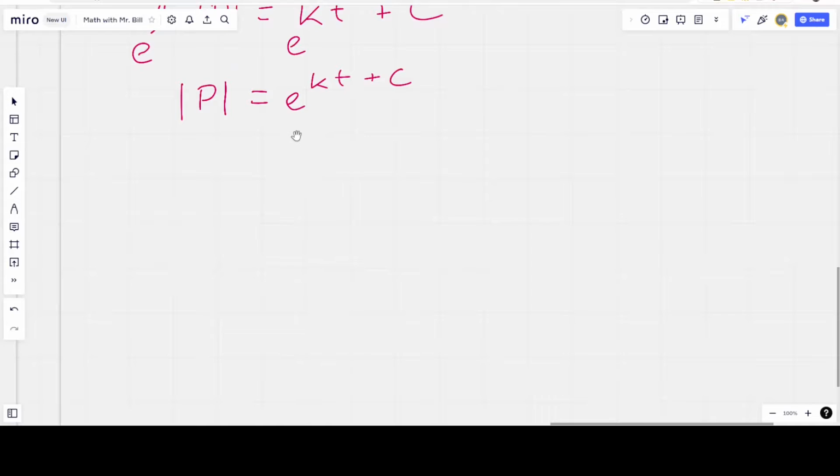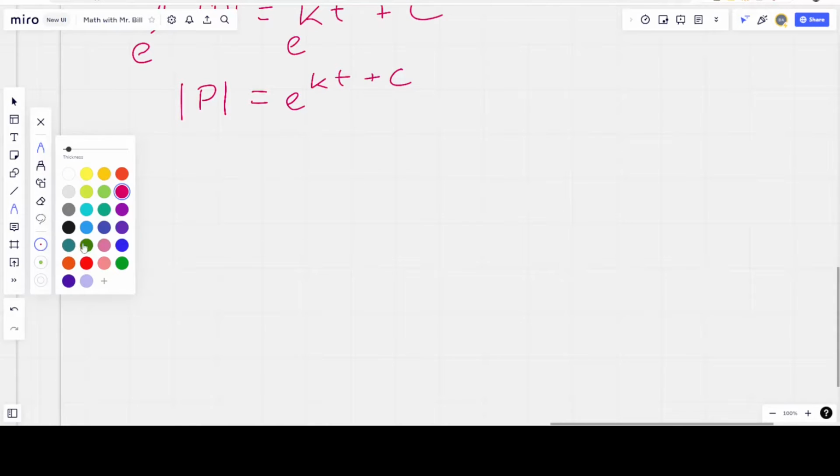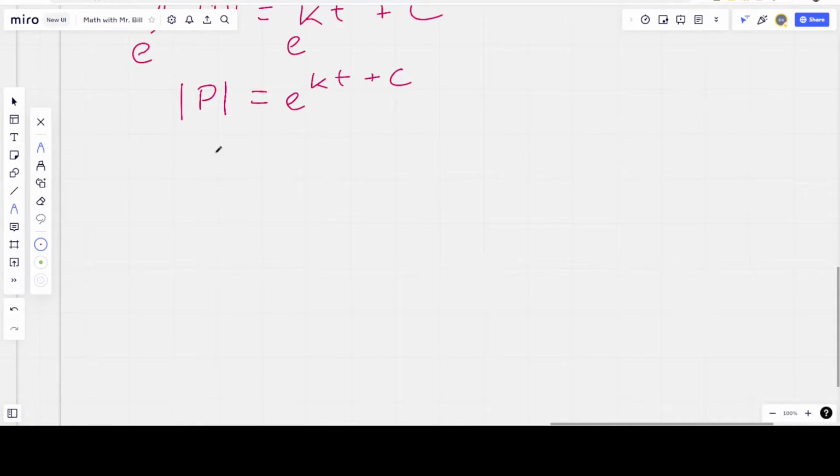There's a couple of cosmetic changes we do to this to make it a little bit more palatable. So the absolute value of P is equal to e to the kt, and then we use the law of exponents to turn this sum in the exponent into a product of the bases. And then we take the absolute value and the e to the c, and we put it all into one single constant.